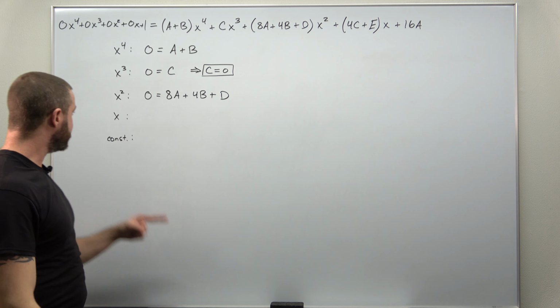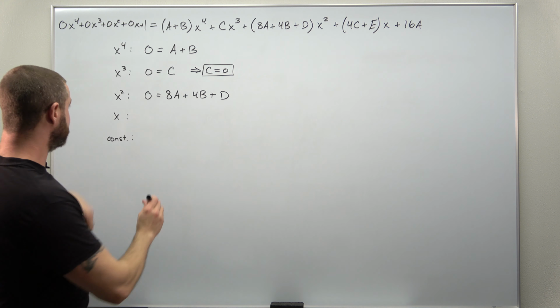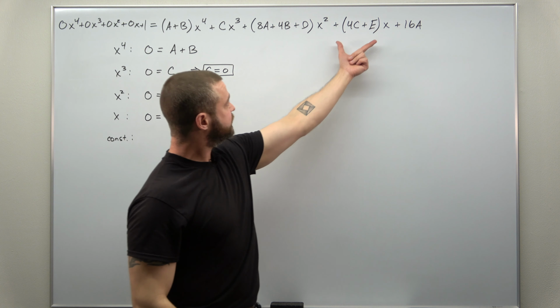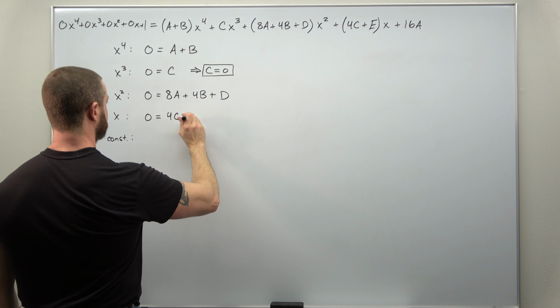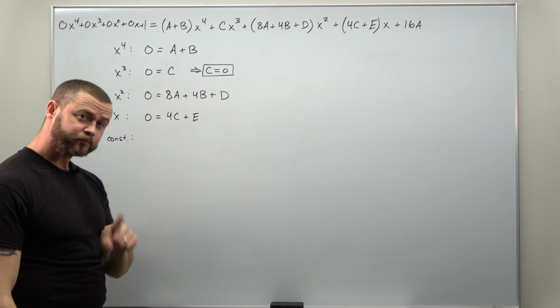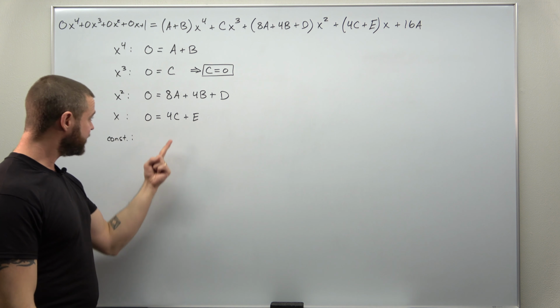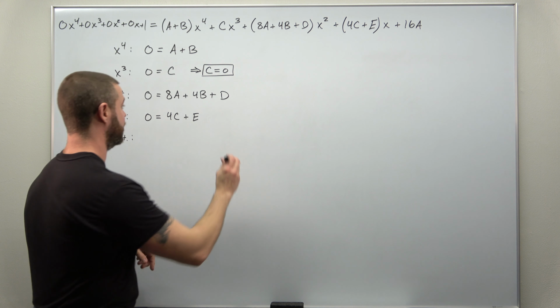All right, let's keep going. We go to now our x coefficients. That's still 0 on the left. And on the right side, your x coefficient is 4c plus e. Let's pause for 1 second. We already know the value of c is 0. Plug that in here. That immediately implies that e is 0.